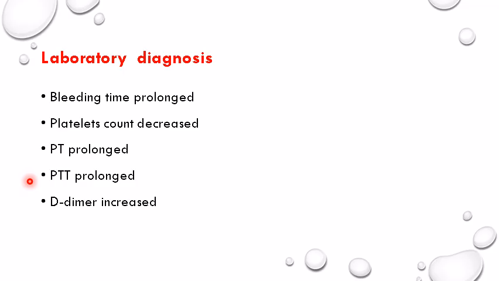D-dimer will be increased. D-dimer is a part of fibrin degradation products, and as we explained, there is extensive fibrinolysis in DIC, so we will have a high D-dimer. Fibrinogen will be markedly reduced because it will be consumed by the hyperactive thrombin, which changes fibrinogen into fibrin. So the measured fibrinogen will be reduced.